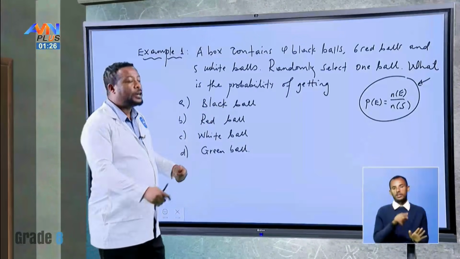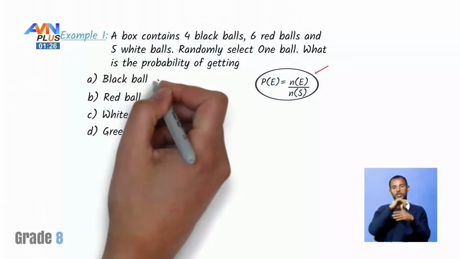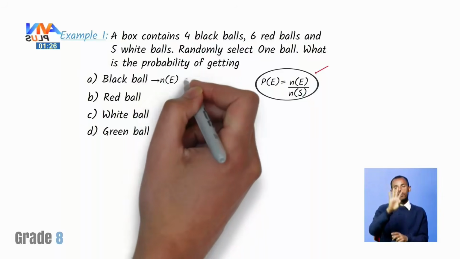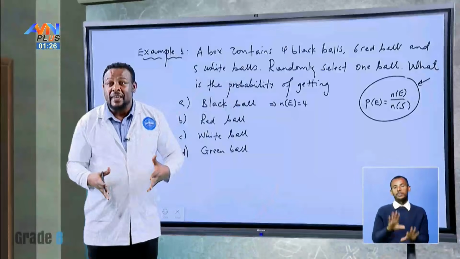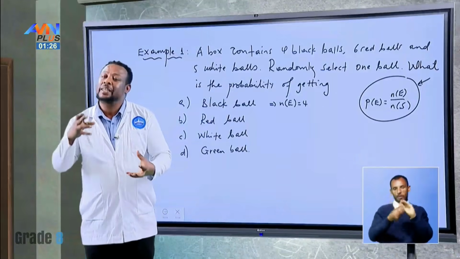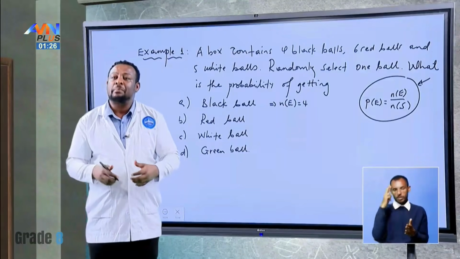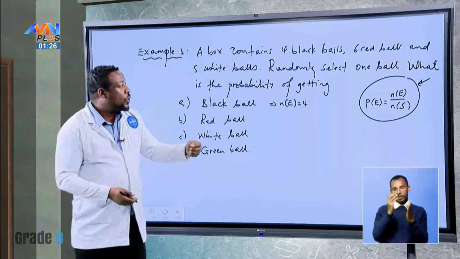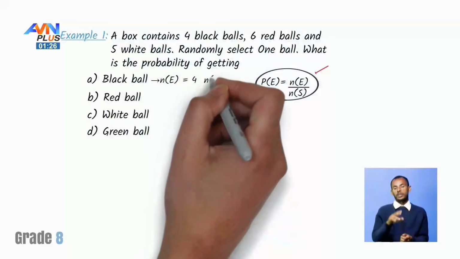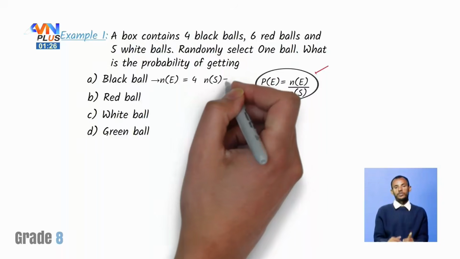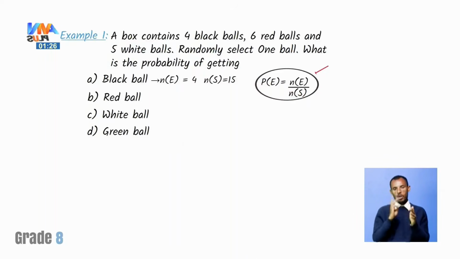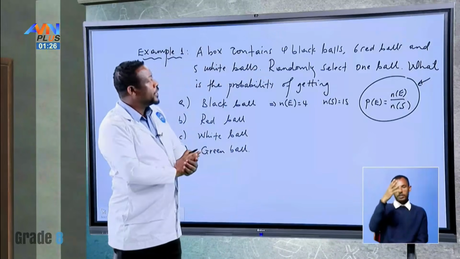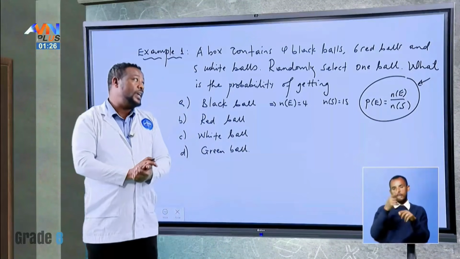Clearly, there are 4 black balls. Therefore, the cardinal number of events is 4. Okay? The sample space is the total number of balls in the box, because by definition, a sample space is all the possible outcomes, right? So N of S is 15, because totally we do have 4 plus 6 plus 5. The sum of these 3 different colored balls is 15.